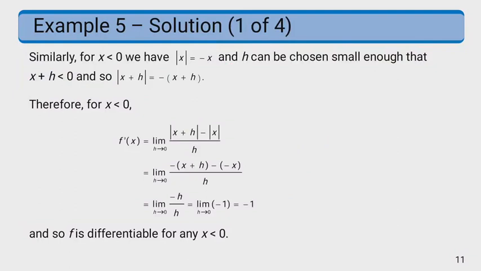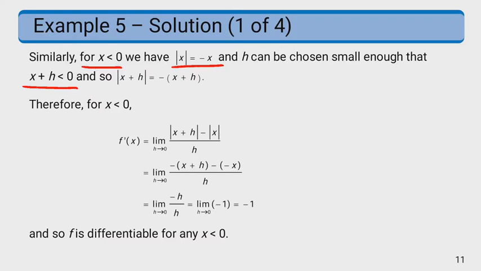If x is less than 0 now, we know that the modulus of x becomes minus x. Since x is less than 0, we give it a minus sign so that whatever comes out of the modulus remains positive. And we can again take x plus h to be small, less than 0. So we are choosing h to be so small that x plus h remains negative.